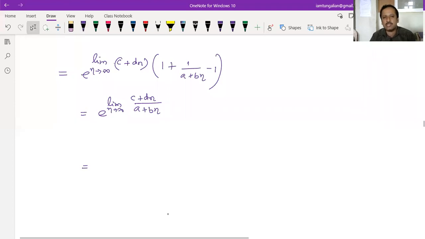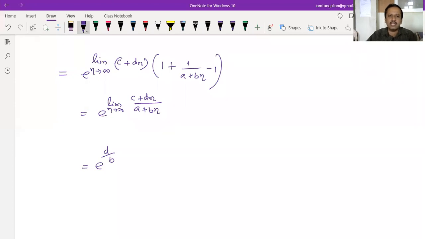When both are polynomials of the same degree, then the value of that limit is equal to the coefficient of the highest power of n in the numerator divided by the coefficient of the highest power of n in the denominator. So which is d in the numerator and b in the denominator, so it will be d by b. Hence the answer will be e to the power d divided by b.